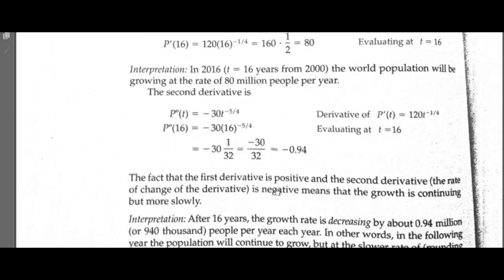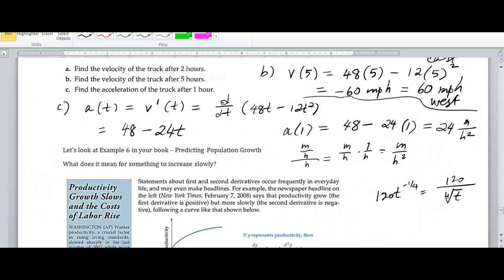Okay. After 16 years, the growth is decreasing by about 0.94 million people per year. So even though the population is growing, the growth itself is slowing down. Okay. Let's go back to our notes.